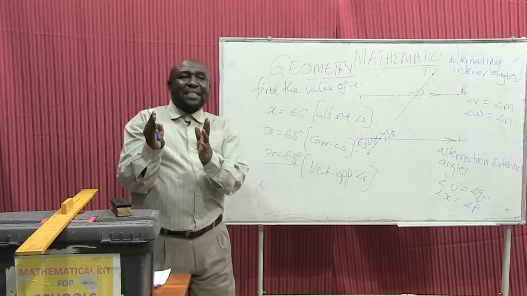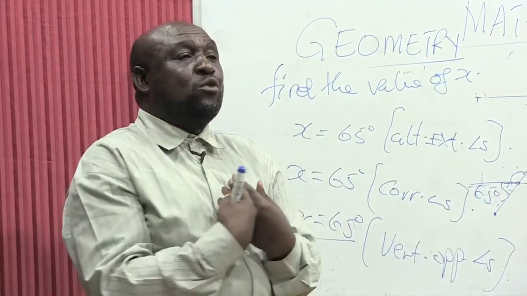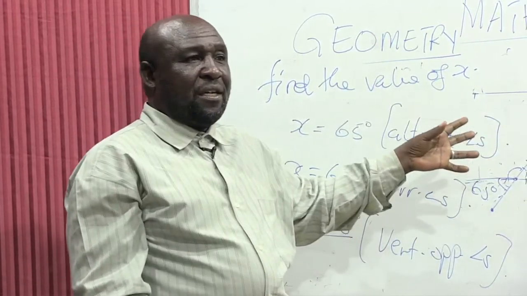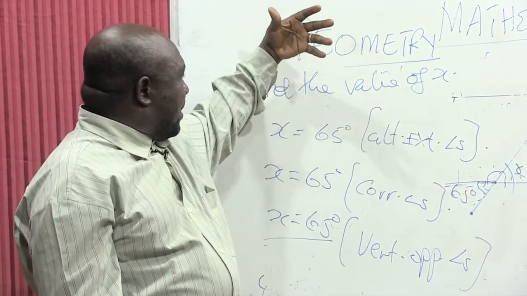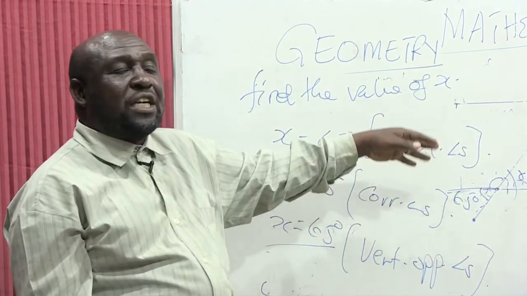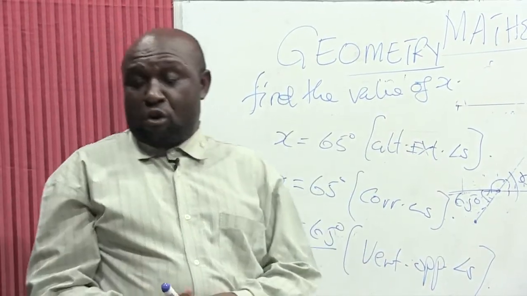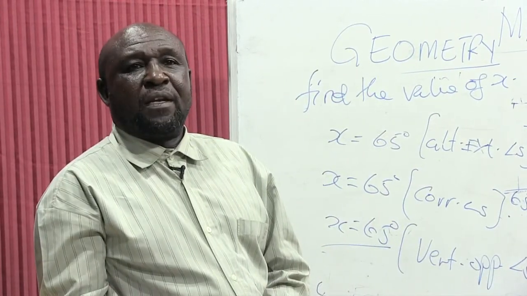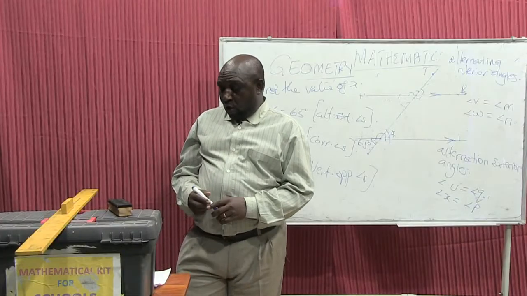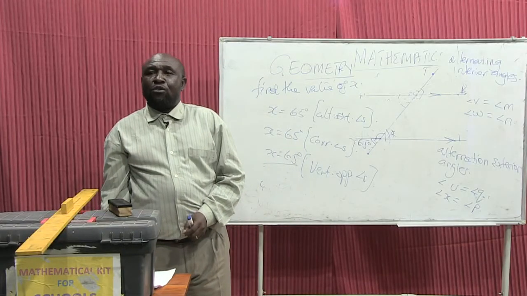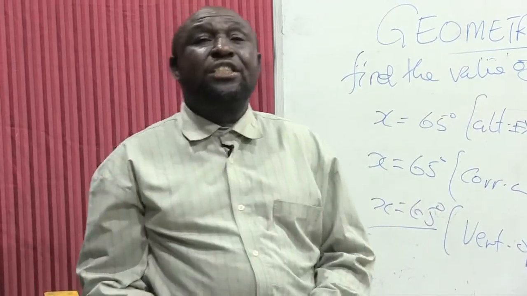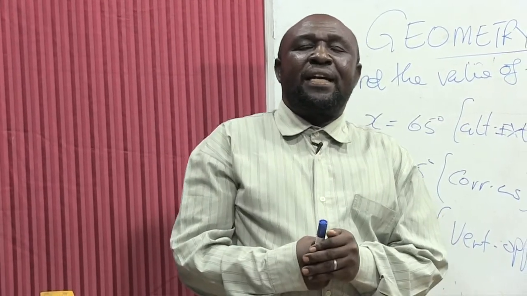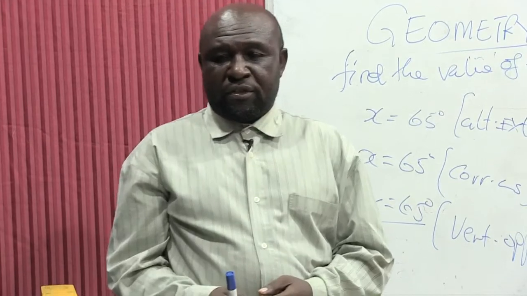So you can see the relation, the angle relations, how they help us to solve questions in geometry. So, corresponding angles, alternating angles, and vertically opposite angles. That is how they look like. I think next period, we are going to discuss other angle relations like supplementary angles, like interior angles.